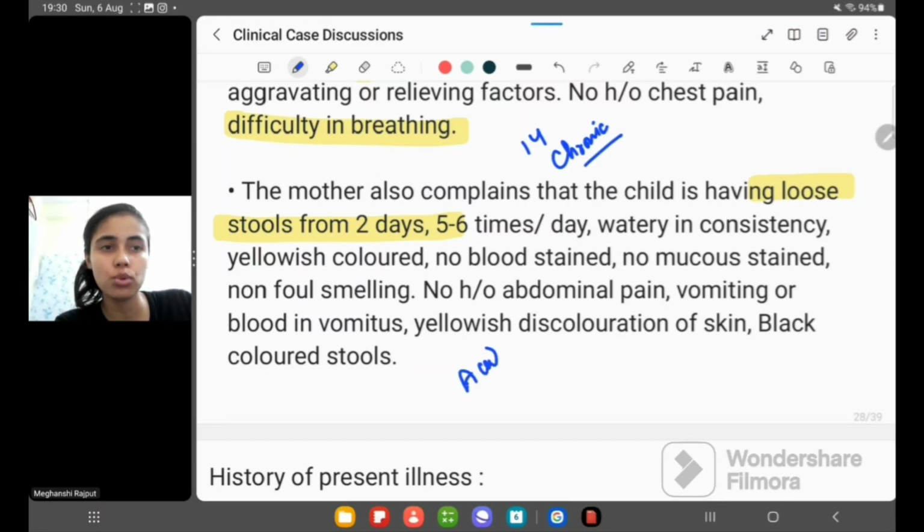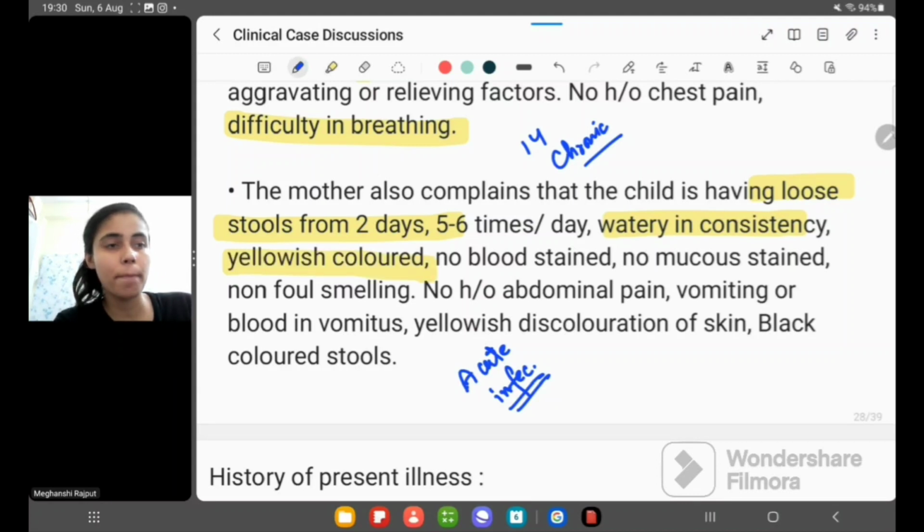So acute diarrhea is most commonly associated with an infective etiology. Okay, so it could be an associated symptom to a respiratory illness also, or a separate case, as a child with loose stools, then you are thinking of an acute diarrhea with a different infective etiology, as I talked about, of enteric fever. Then it is 5 to 6 times a day, watery in consistency. We need to specify yellowish color.